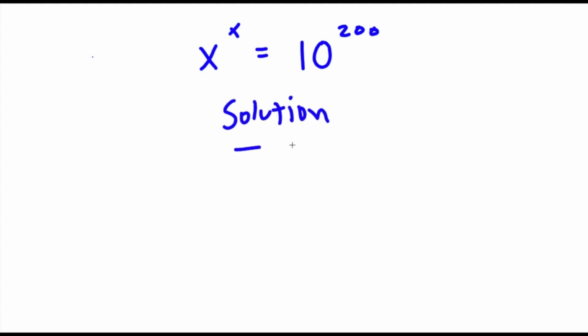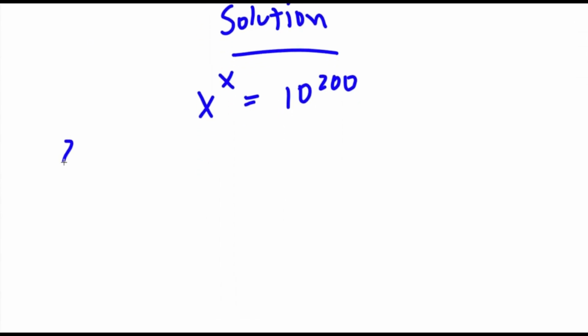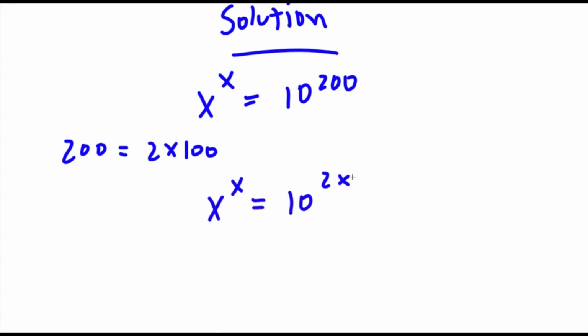Now for our solution, we start with x to the power of x is equal to 10 to the power of 200. Now 200 is equal to 2 times 100. So I'm going to replace 200 with 2 times 100, so now I have x to the power of x is equal to 10 to the power of 2 times 100.